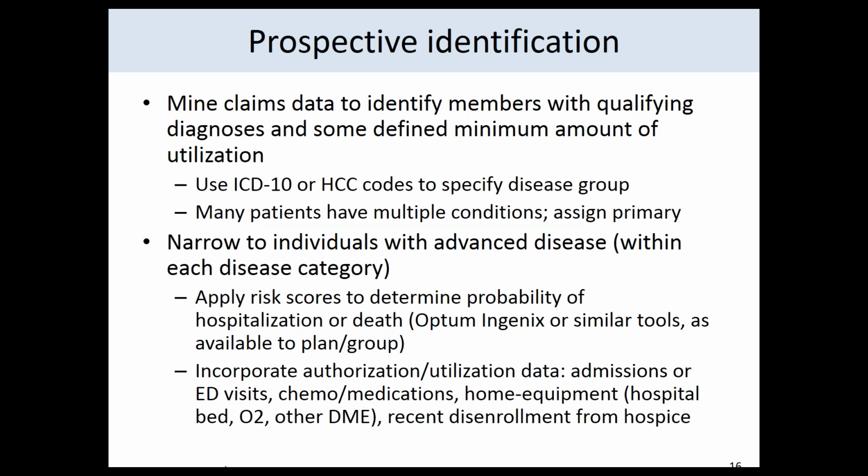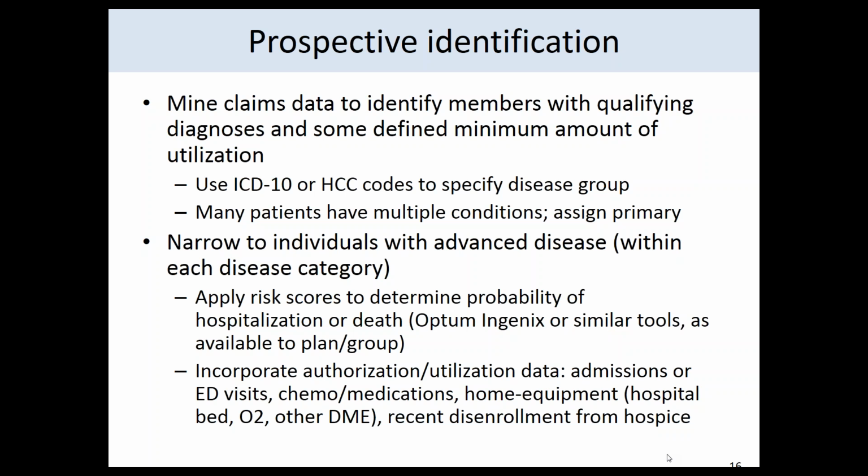You would then use ICD-10 or HCC codes to identify the disease group that these patients belong to from among the 4 that are SB 1004 eligible. And then just a note here, many patients have multiple conditions, so you can see COPD and heart failure together. You can see liver disease and cancer together. So when that comes up, it's not an if, it's a when.